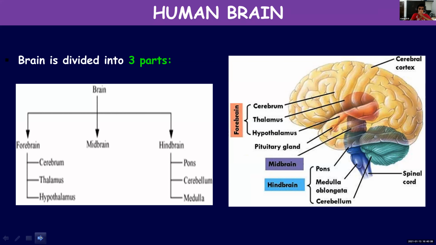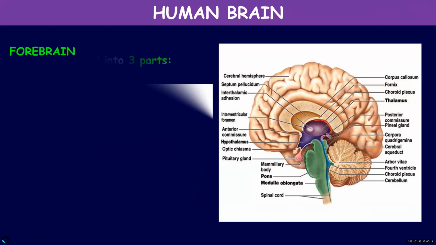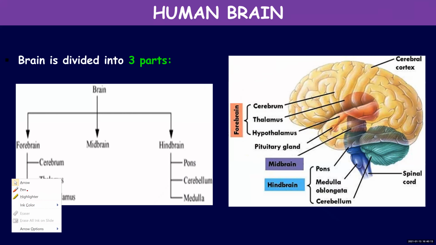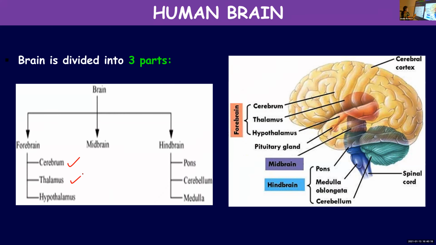Forebrain consists of 3 parts: cerebrum, thalamus, hypothalamus. Then we have midbrain. The hindbrain is further divided into pons, P-O-N-S, not P-O-N-D-S. Pons, cerebellum, and medulla. You have learned about these divisions in class 10. Hope you are remembering. So human brain is broadly categorized into 3: forebrain, midbrain, and hindbrain.